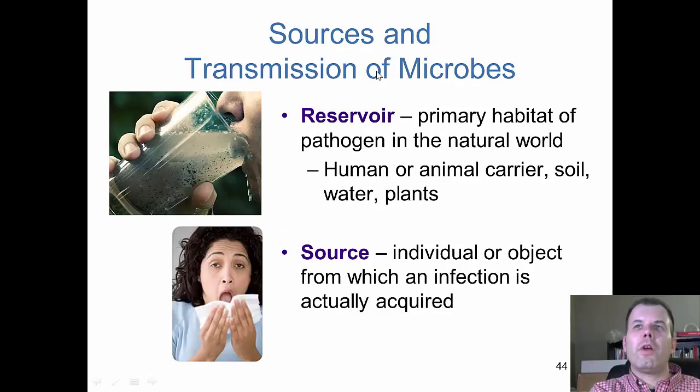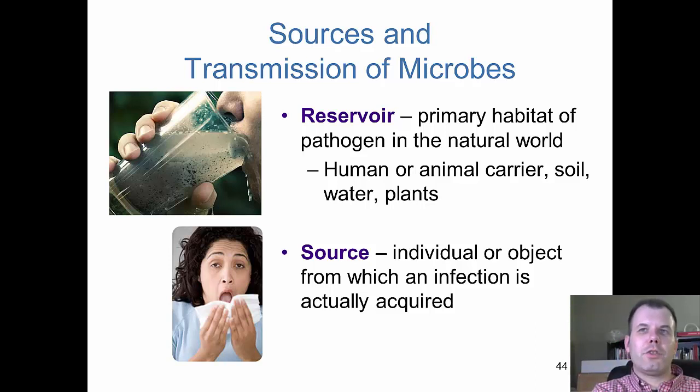Okay, now I want to talk about sources and transmission. Well, there's basically two places that you get the infection. There's the reservoir, which is basically the primary habitat of where the microbe is. And so, like I said, in the first day of class, we talked about where microorganisms are found: soil, water, and air. So that's their reservoir. Where are they found in nature?